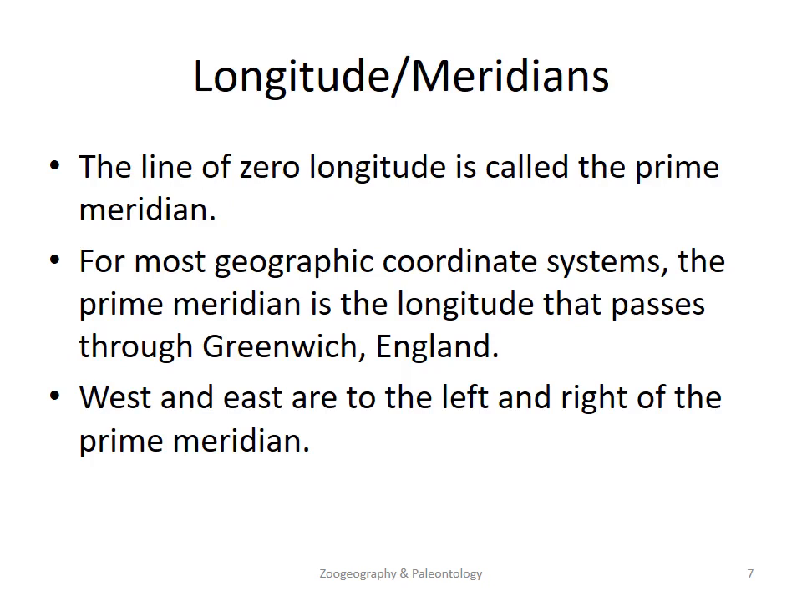What are the longitude lines or meridians? The line of zero longitude is called the prime meridian. For most geographic coordinate systems, the prime meridian is the longitude that passes through Greenwich, England. It serves as the 0-degree longitude and a reference point from where we can count eastward or westward in order to count the longitude lines. West and east are to the left and right of the prime meridian line.